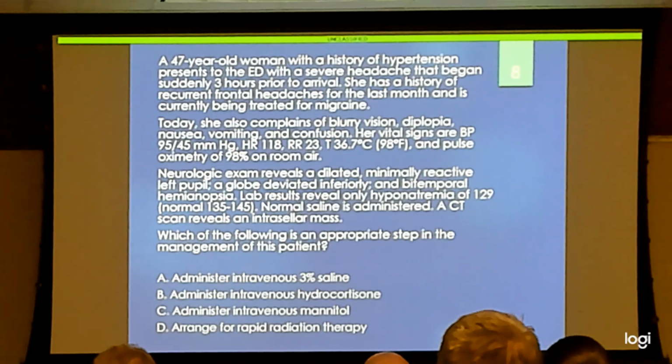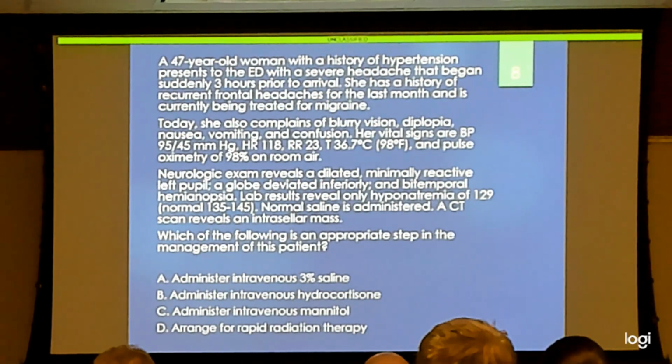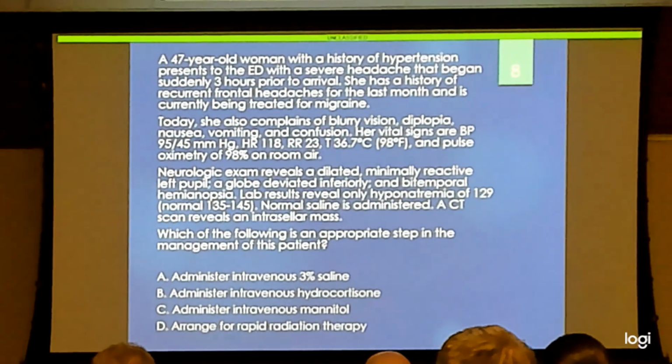Neurologic exam reveals a dilated, minimally reactive left pupil, a globe deviated inferiorly, and bitemporal hemianopsia. Lab results reveal only hyponatremia of 129. Otherwise normal, and a CT scan reveals an intrasellar mass. Which of the following is the appropriate step in the management of this patient?